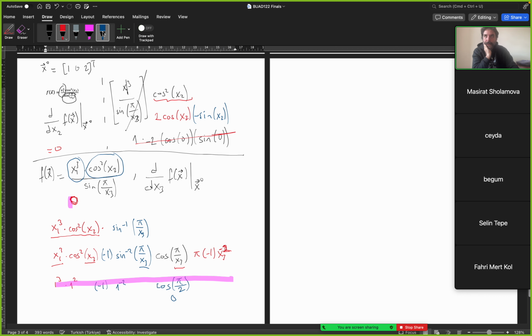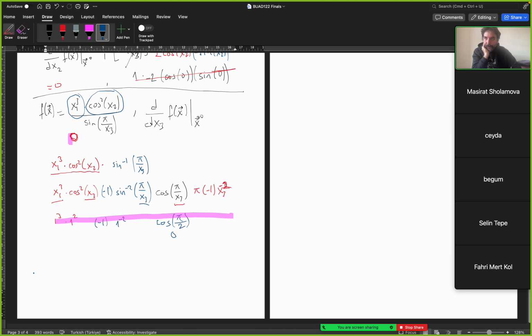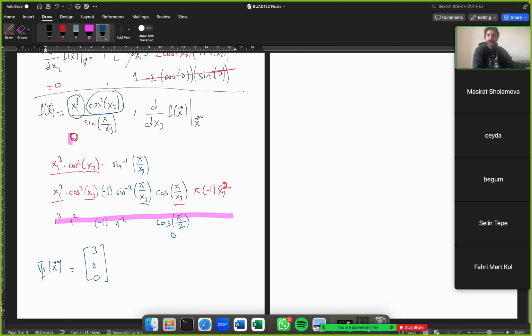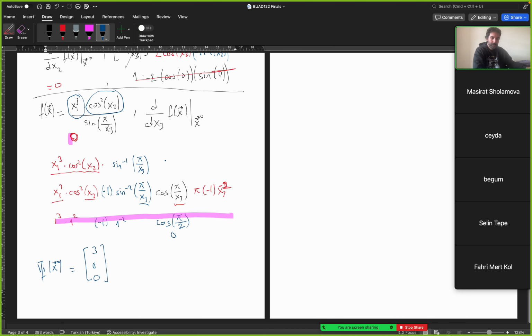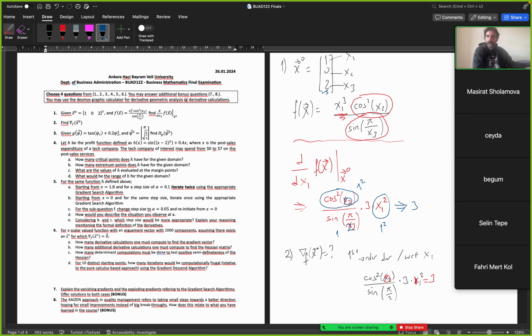And then finally I can just rearrange the gradient function evaluated at x equal to 0. And this is the gradient of f evaluated at x0. It's going to be 3, 0, and 0. Any questions about question 2? No question. All right. So let me just continue with the third question.